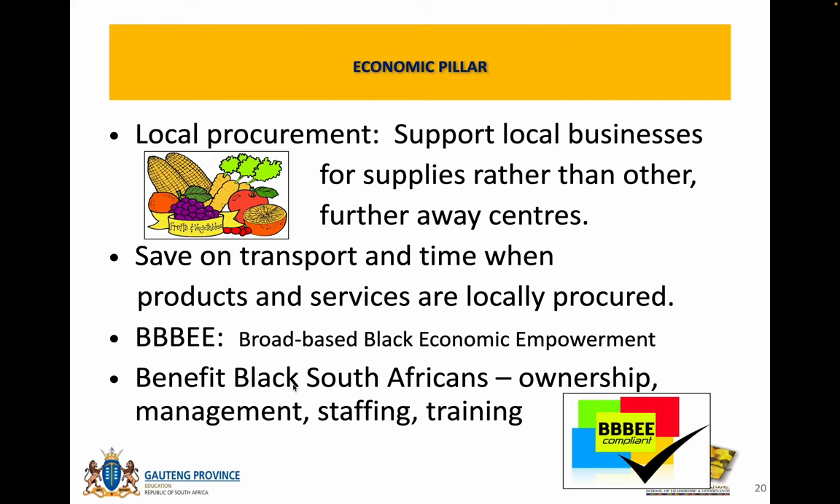So we must support each other by buying each other's products, in terms of the economic pillar, so that we can support each other in the township. So in the city, support local business for supply. If you need supply for other things, you cannot just go to town, meaning you buy the service that the people close to you have. That will help you save money for transport and time, because you will get the product in the same place where you are, locally procured.